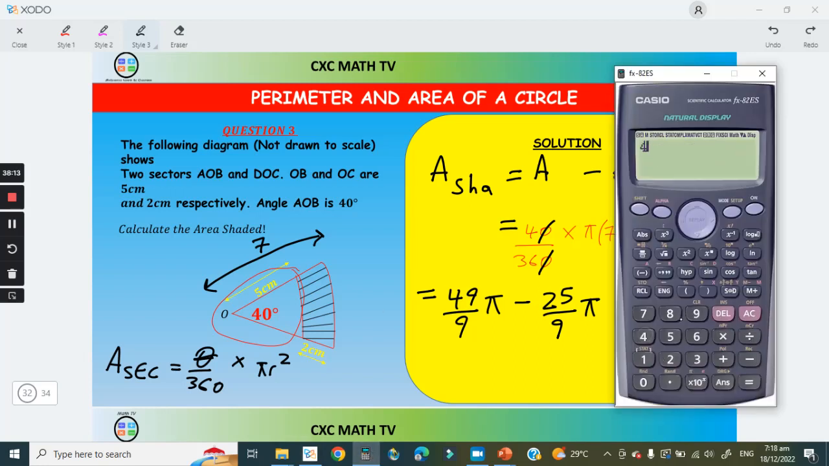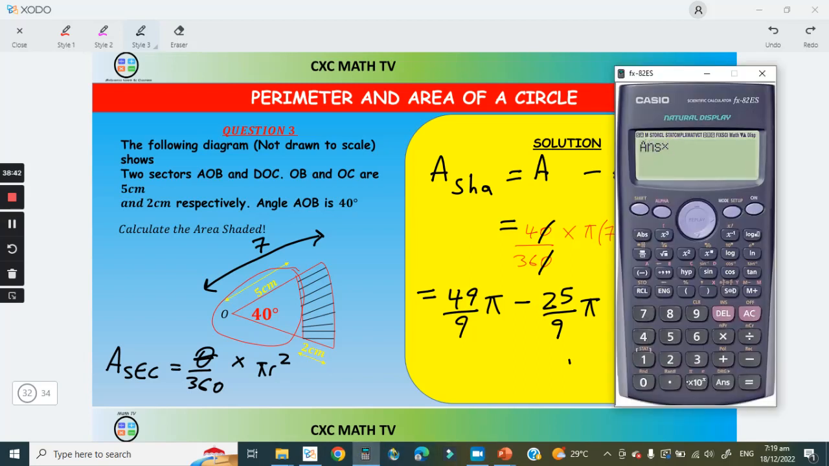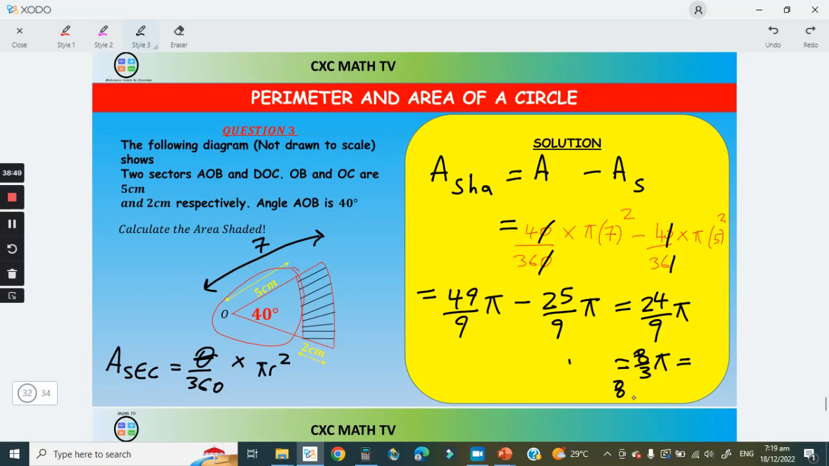Now, you may not feel as comfortable adding and subtracting with fractions, but if that's the case, you can put everything in your calculator one time. You do not need to do what I do. So it works out to be 8 over 3 pi. And then you can just work that out now. 8 over 3 times pi, which is 8.38 centimeters squared. That's our answer. 8.38 centimeters squared. Nice, that's it. Next question.